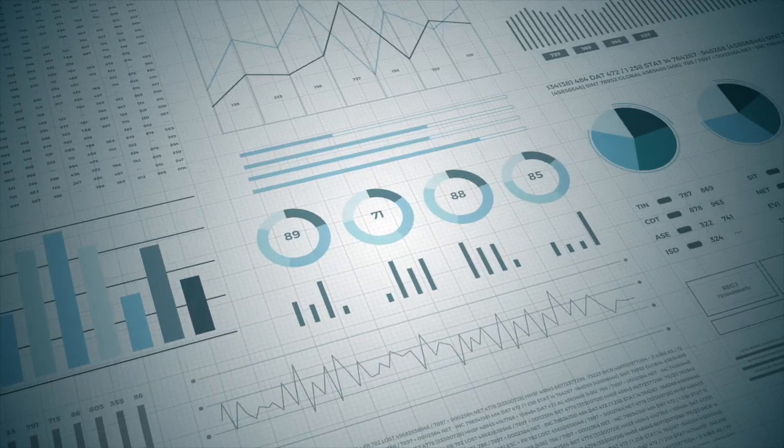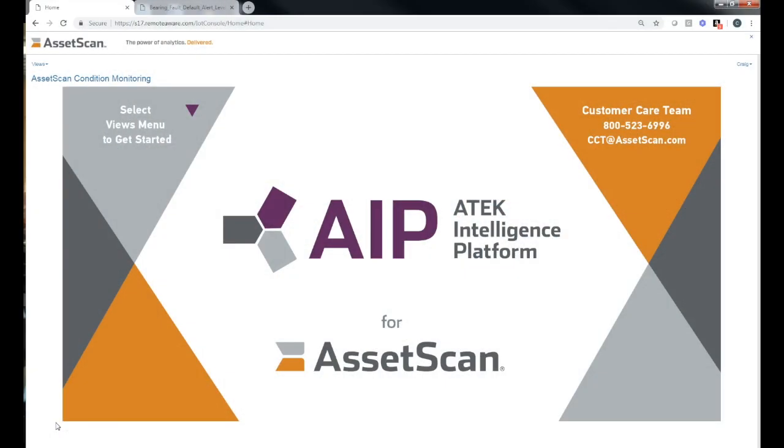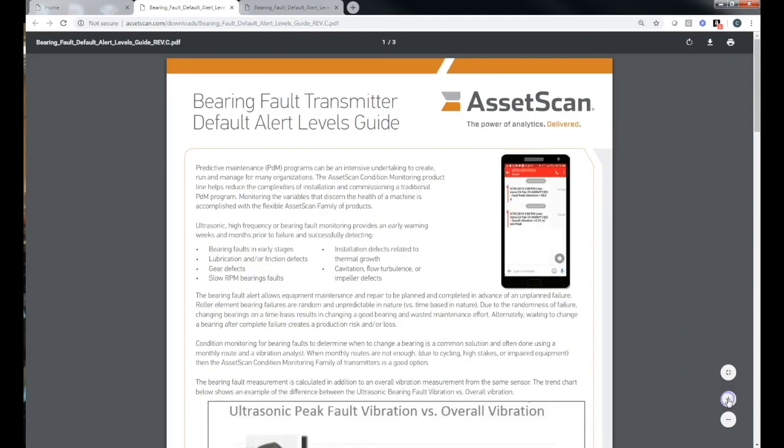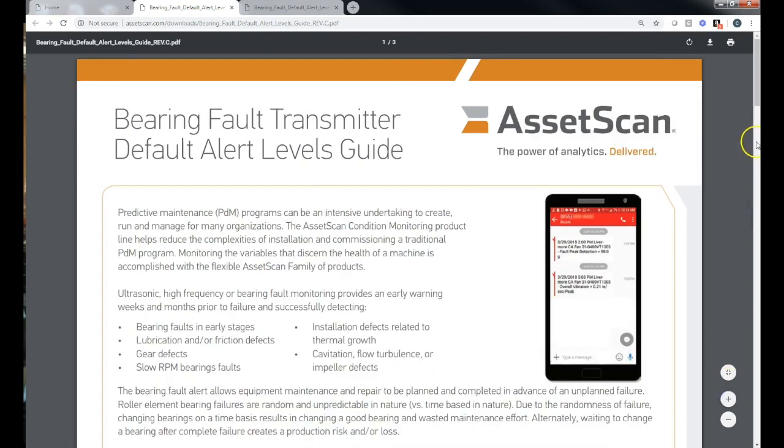Today I'm going to talk about extending reliability with IIoT, with a video on artificial intelligence for setting ultrasonic alerts. Here I'm logged into our Asset Scan AIP, ATech Intelligence Platform, and I'm going to go up to Views and open our Help on Ultrasonic Alerts. Here's a guide that we'll go through today to help us understand how we preset these alerts.